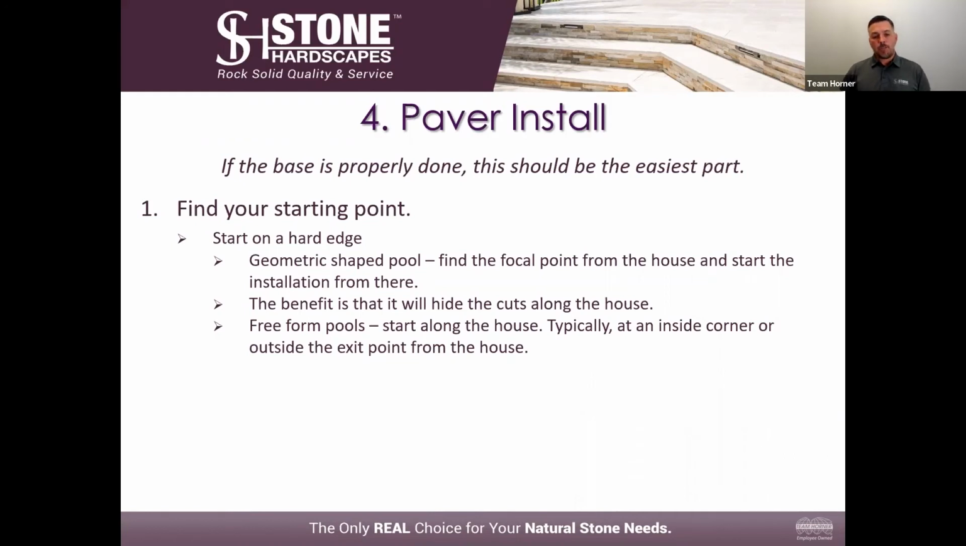If you're laying the pavers on a freeform pool or around a freeform pool, then you're going to need to start the install along the house itself, usually in a corner somewhere, and that gives you two straight lines to be able to build your pattern off of. You're going to have cuts around the pool. That's inevitable. There's no way to hide that. So you want to start where you have the most structurally sound part of that, which is going to be your house. That helps lock in your pattern.